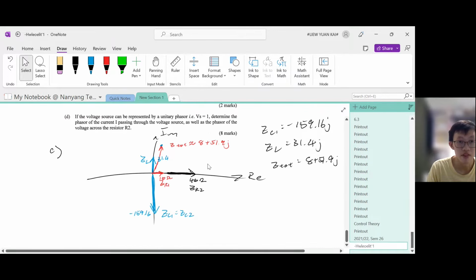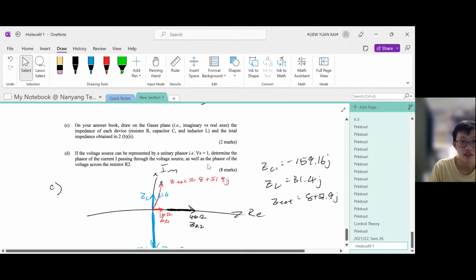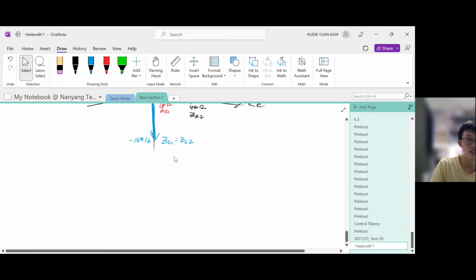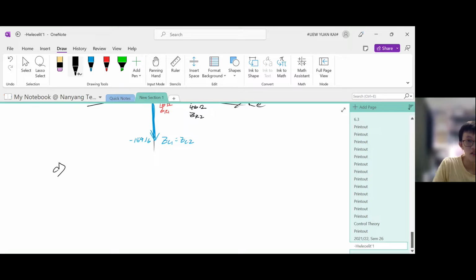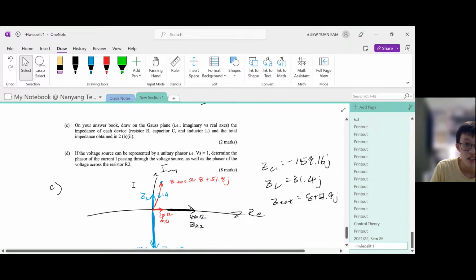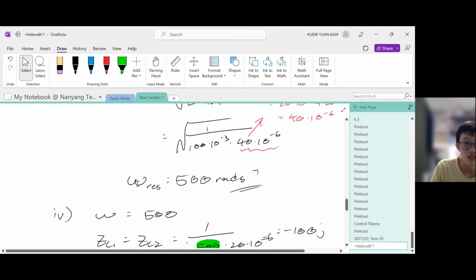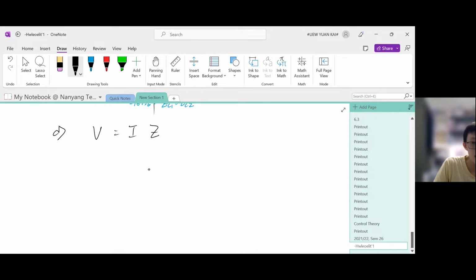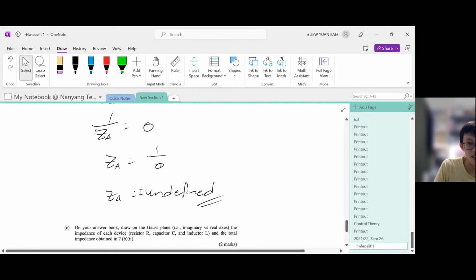Okay, if the voltage source can be represented by a unitary phasor, determine the phasor of current I passing through the voltage source and the voltage across the resistor R2. So what we want is the I through the voltage source. In this case, we need to use Ohm's law in an AC setting. So V is equal to I Z, in this case Z total. V is what they told us.